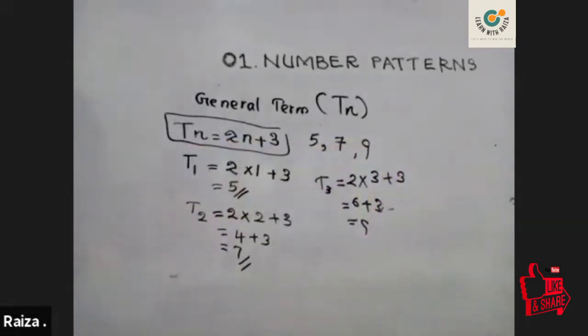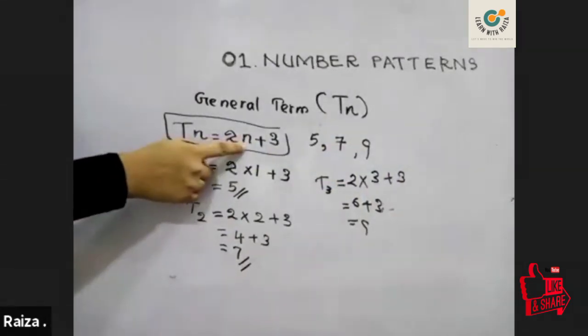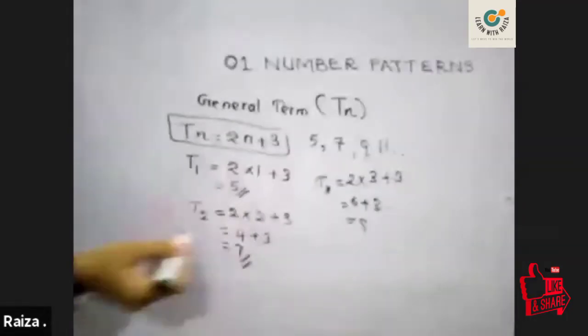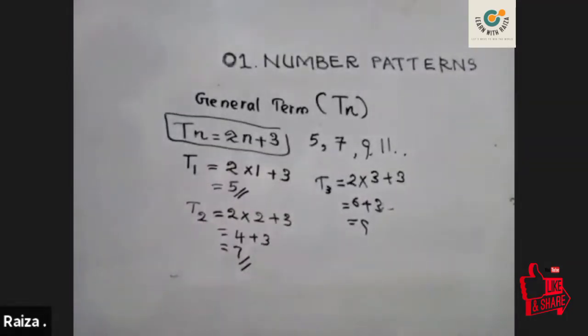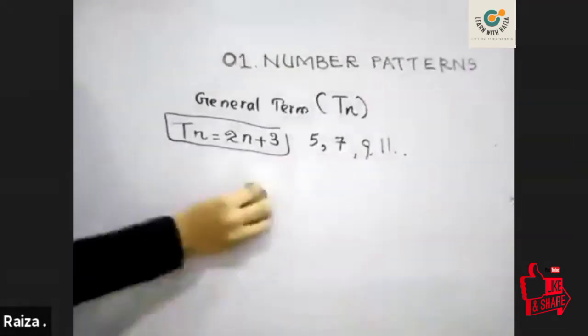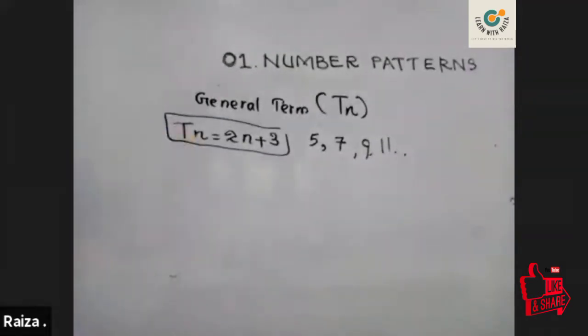So the fourth term, what is the fourth term? Now I can do it from my mind itself. 2 times 4 is 8. 8 plus 3, so you are getting 11. So the first 4 terms of the number pattern are found here. Did you understand? Suddenly they may ask you to find the 20th term. Okay, we can find that. Even the 100th term I can find when I have the general term with me.